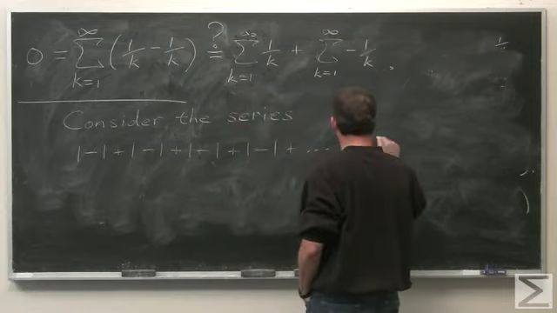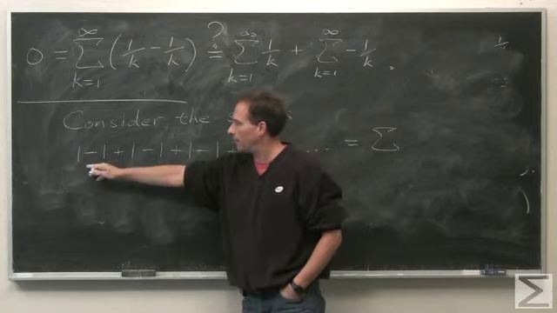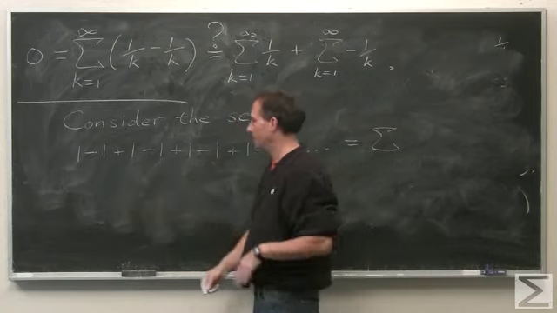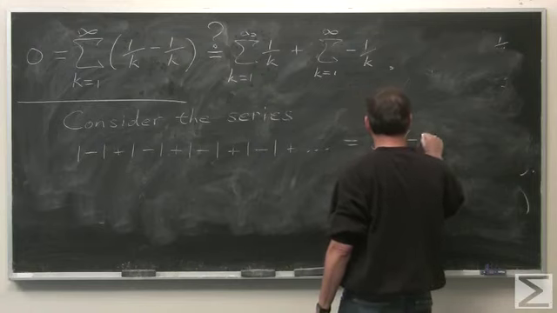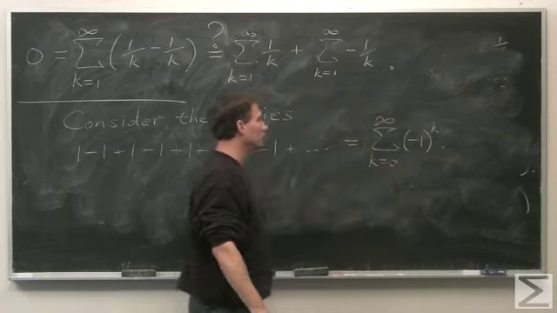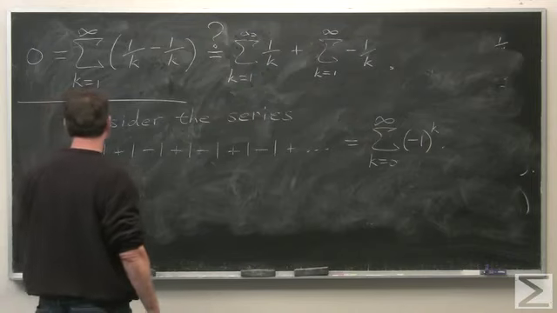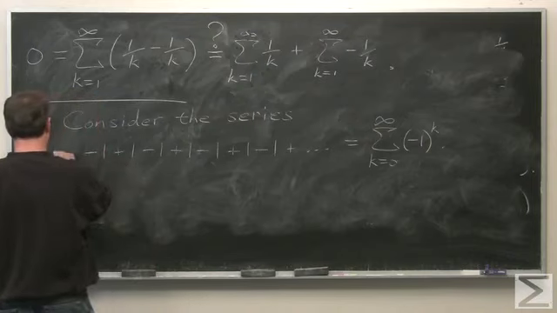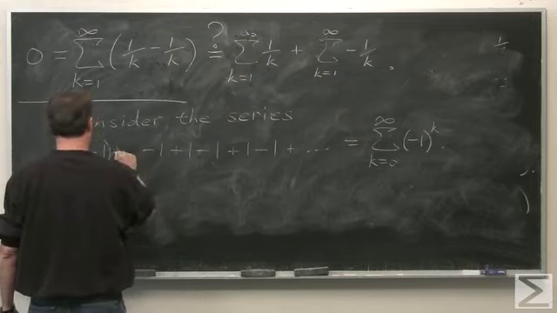Now, I've written it like this, and I expect it might be slightly unclear to you what the actual terms are, but they are minus 1 to the k. So when k is 0, you get 1. When k is 1, you get minus 1. So what we really mean here, since we're always talking about summations, is this.